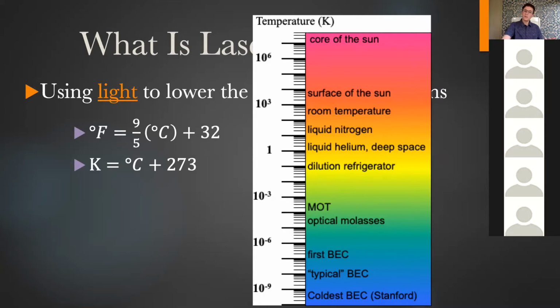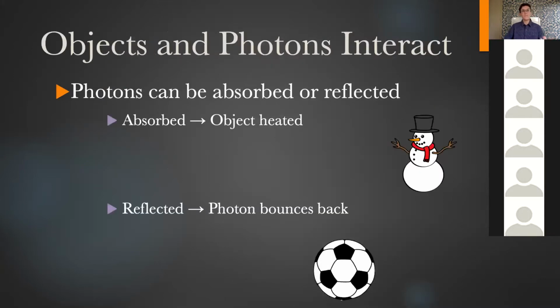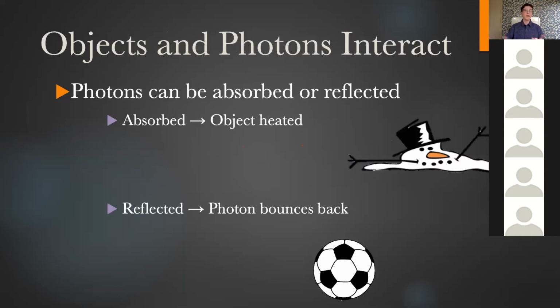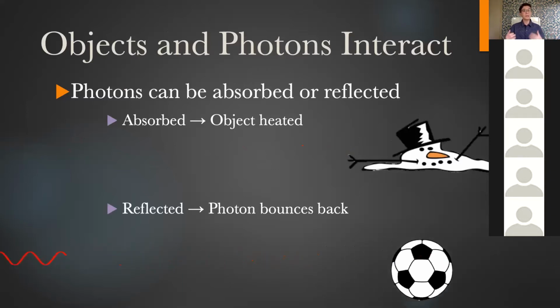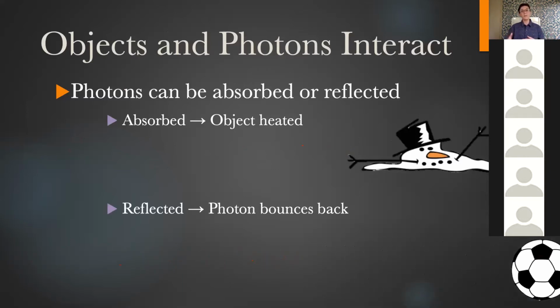But let's move on to talk a little bit about how objects and photons can interact. So lasers are made up of light, and light is made up of photons, and photons can either be absorbed or reflected. If a photon is absorbed, the object is heated and we're left with a melted snowman. If the photon is reflected, then the photon will bounce back, and due to the conservation of momentum, our object, in this case a soccer ball, will receive a kick in the opposite direction. Now you may have noticed that that soccer ball moved much slower than the photon. That is because the soccer ball is very massive.